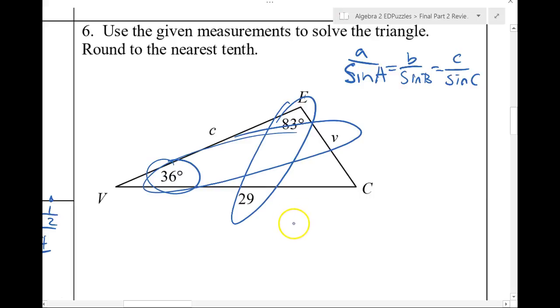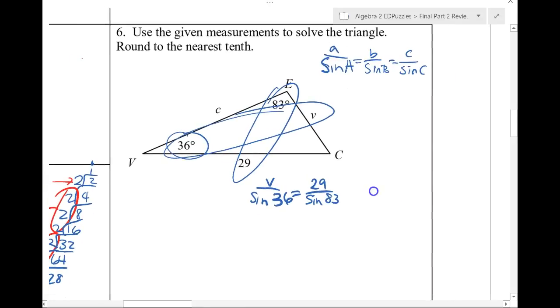Okay, so we're looking for a side. Whatever you're looking for, put that on the top. Okay, we're looking for the side, so we'll put the sides on the top. So that v over the sine of 36 is equal to 29. Now I'm going to use this pair, the e's, over the sine of that opposite angle, which is 83. Okay. So now, just cross multiply.